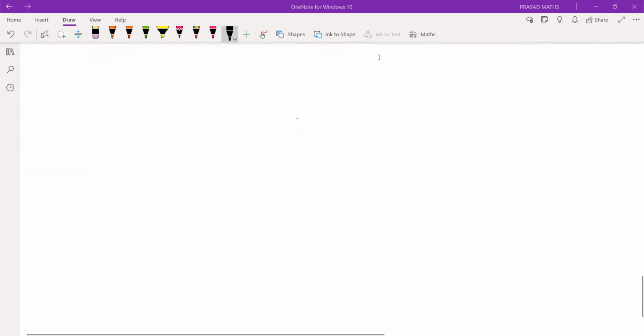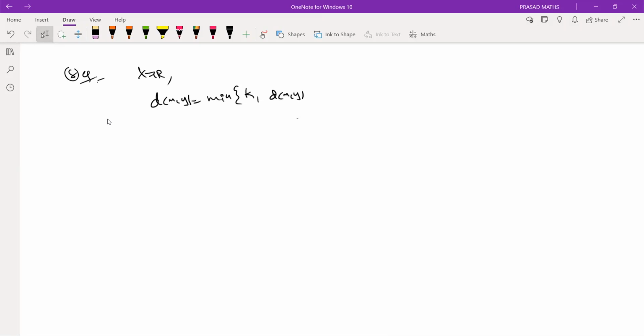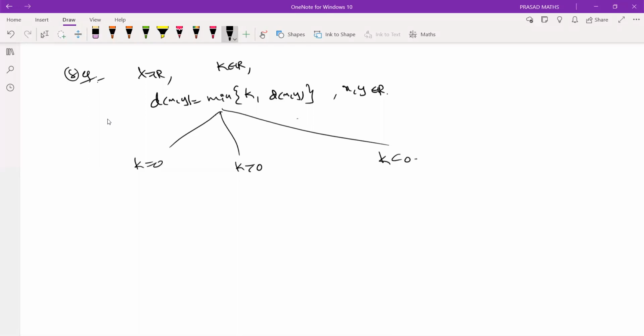So next is example number 8. Suppose X equals R, and my distance function is the minimum of k times d of x comma y, where k is a real number, whenever x comma y belongs to R. The question is, is it a metric? You need to check three cases: k can be 0, k can be positive, or k can be less than 0.